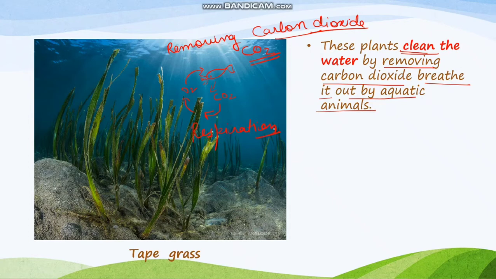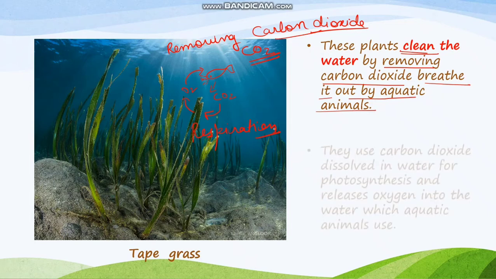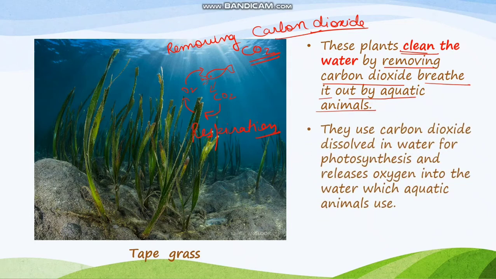It is a very important and helpful plant. They use carbon dioxide dissolved in water for the photosynthesis, and all the carbon dioxide which is dissolved in water, which they get from the aquatic animals, they use it for photosynthesis, and in return they give out the oxygen to the aquatic animals.